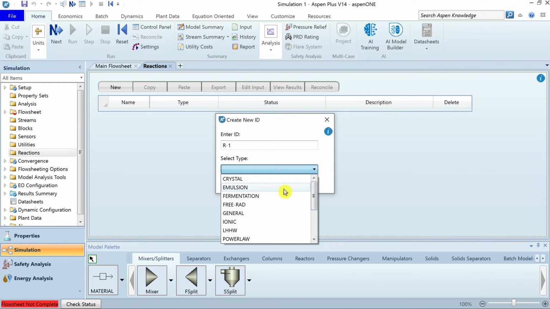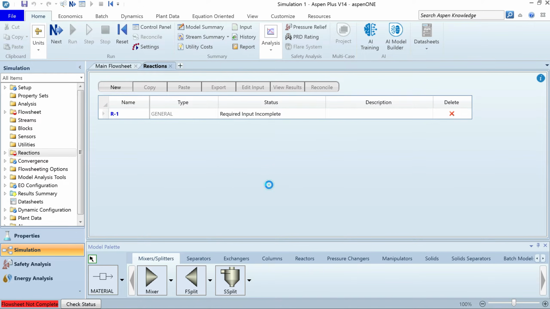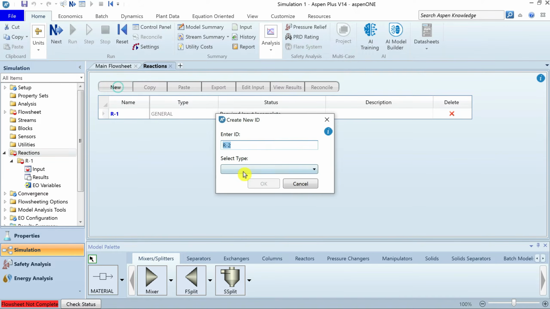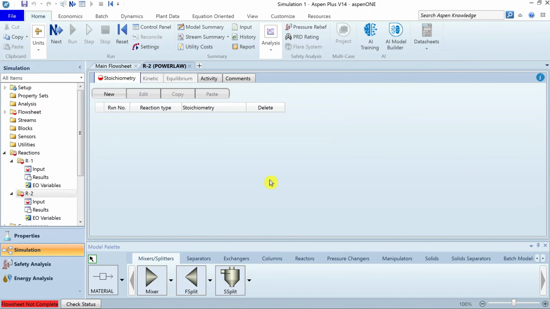There are options for fermentation reactions or crystallization reactions, polymer emulsions, free radical polymerization reactions, as well as ionic polymerization reactions. Let's explore the general reaction set and power law for this exercise. Also create a power law reaction set just to compare the difference between the two.